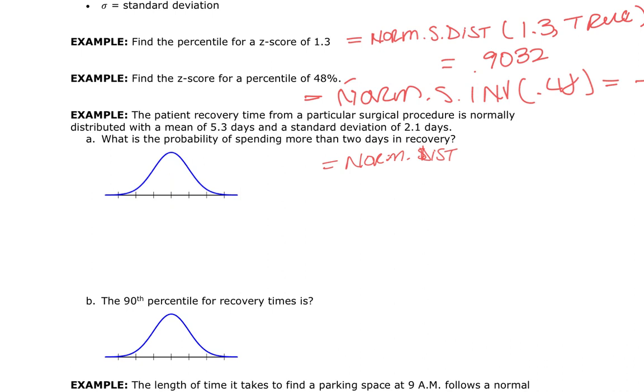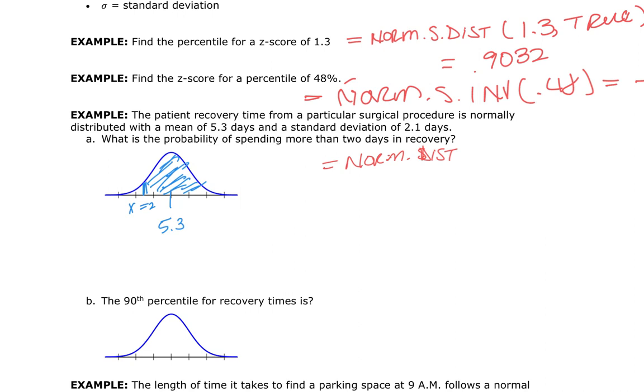Here's where my mean is. I'm going to mark my mean right here. My mean is 5.3. So 2 is probably about here, right? So this is about 2. This is where x is equal to 2. And we want to know the probability of spending more than 2 days. So this is the area under the curve that I'm interested in finding.